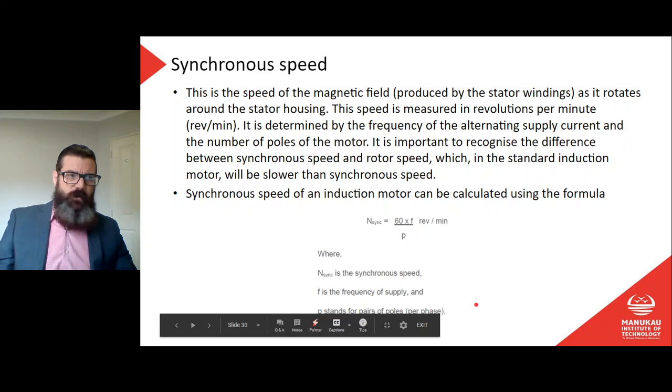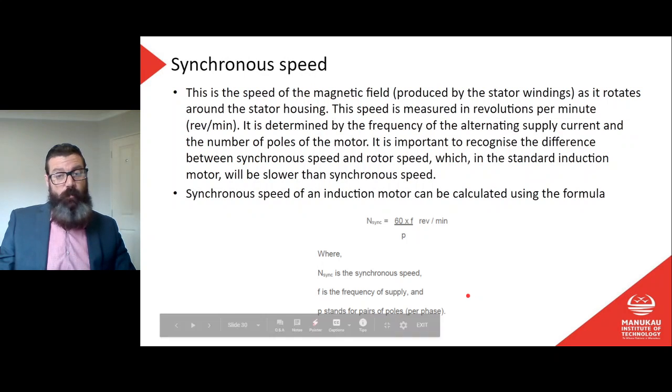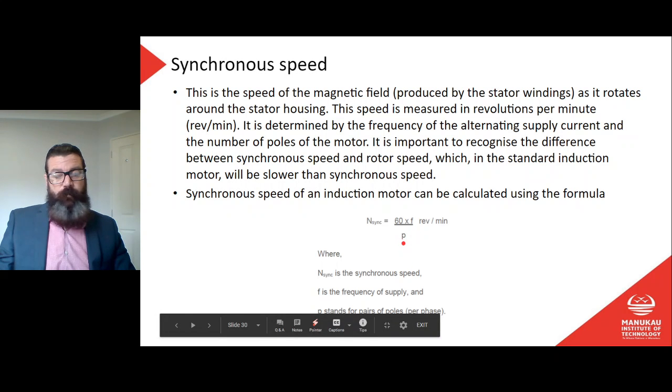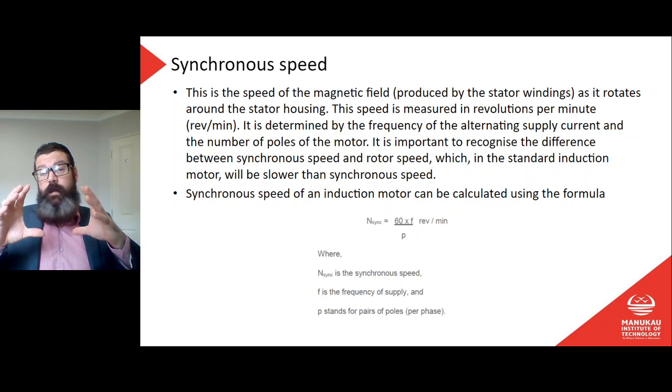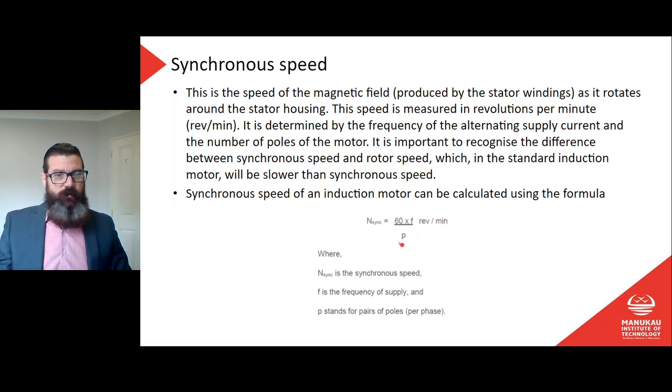So if I have 2 poles, so I just have one north and one south for each phase, then it's a 2-pole motor. So I use one. It'll be one pair of poles, a north and a south. If I had 4 poles per phase, then theoretically with 3 phases, 4 poles, I've got 12 poles on my motor. But this wants to know per phase, so it's going to be 2 pairs of poles per phase.